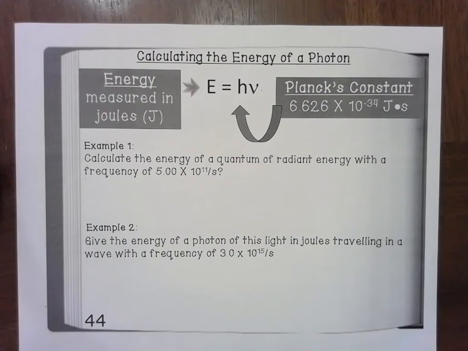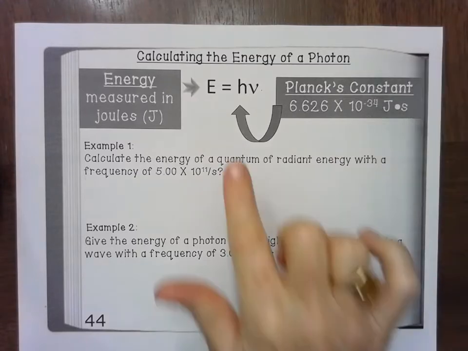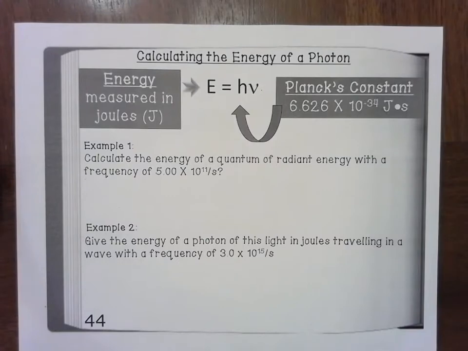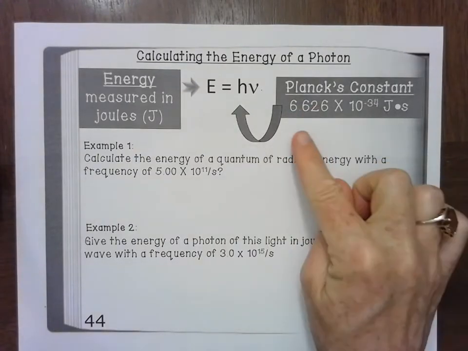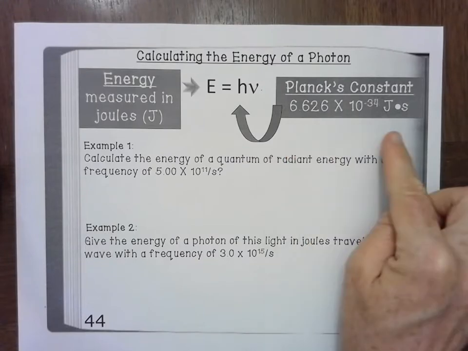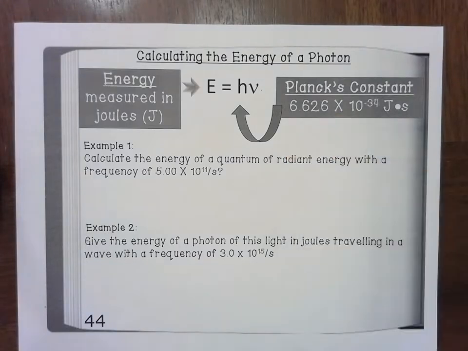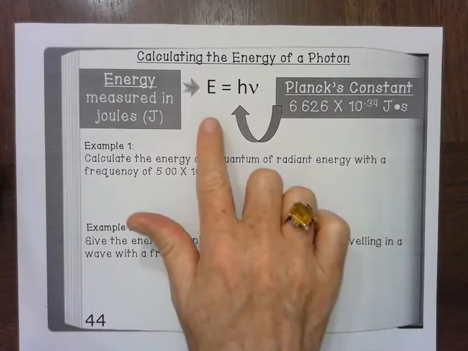In this video, we're going to learn how to calculate the energy of a photon. We're going to use this formula, E equals h nu. The h is new to you. It is Planck's constant. The digit for that is 6.62 times 10 to the negative 34 joules times seconds. And the E over here stands for energy, and it is measured in joules.